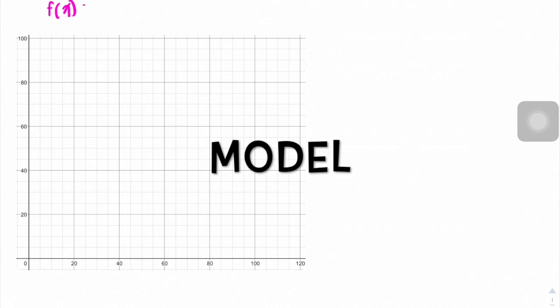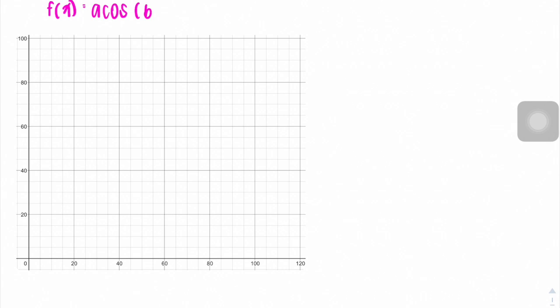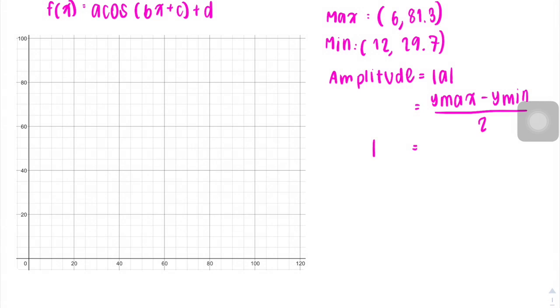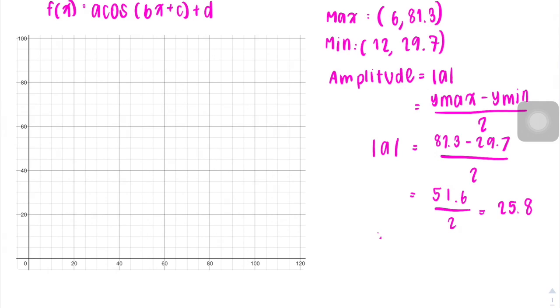Let's start with the model of the function, in which this sinusoidal model will be a cosine function. In a sinusoidal function, only the maximum and minimum values are given, as shown above. In order to identify the function, we need to solve for a, b, c, and d. Since the absolute value of a is equivalent to amplitude, and amplitude is y max minus y min divided by 2, we can identify a by this method. The method is simply plugging the y max and y min into the formula, and then the a value is identified. In this method the a value is 25.8.